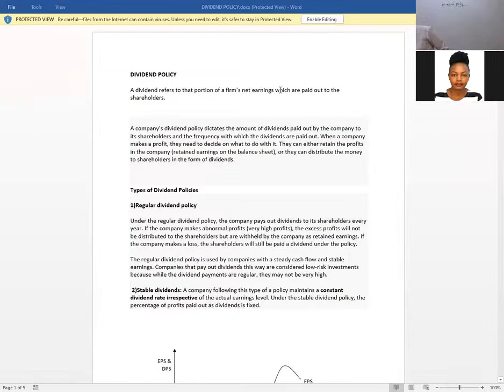Now, we are told here that a dividend refers to that portion of a firm's net earnings which are paid out to the shareholders. A company's dividend policy dictates the amount of dividends paid out by the company to its shareholders and the frequency with which the dividends are paid out. When a company makes a profit, they need to decide what to do with it. They can either retain the profit in the company, that is, retain the earnings on the balance sheet, or they can decide to distribute the money to the shareholders in the form of dividends.